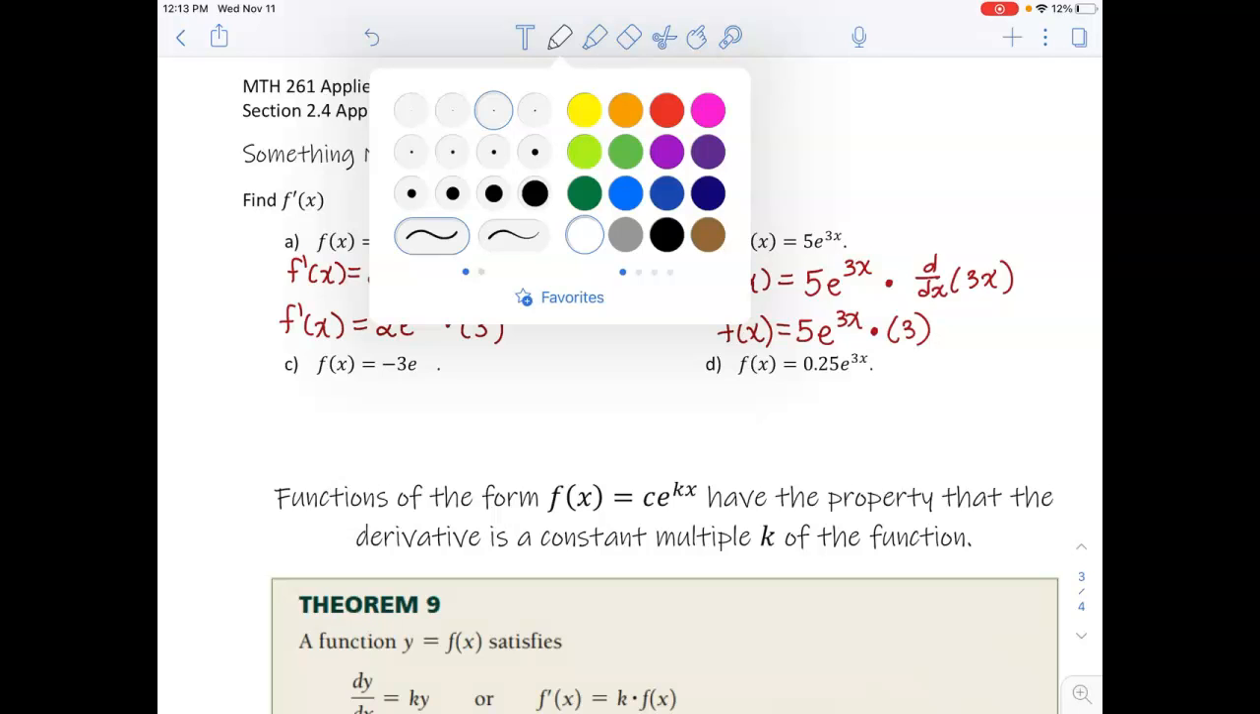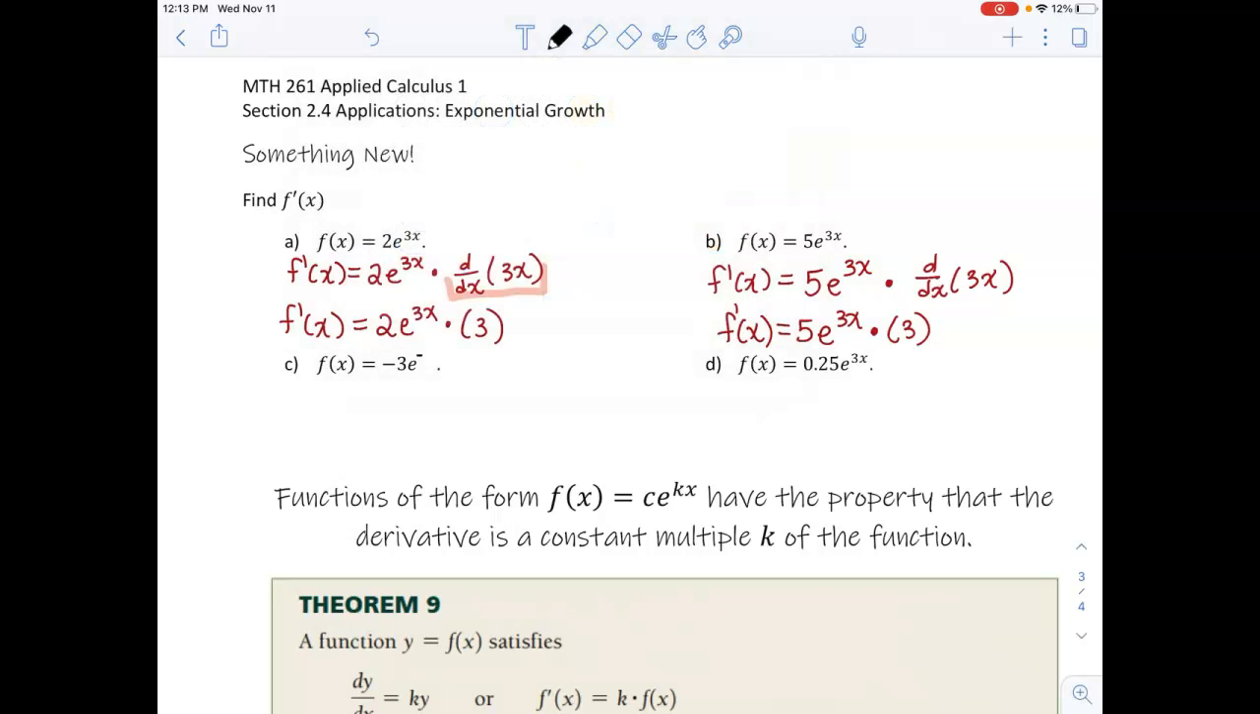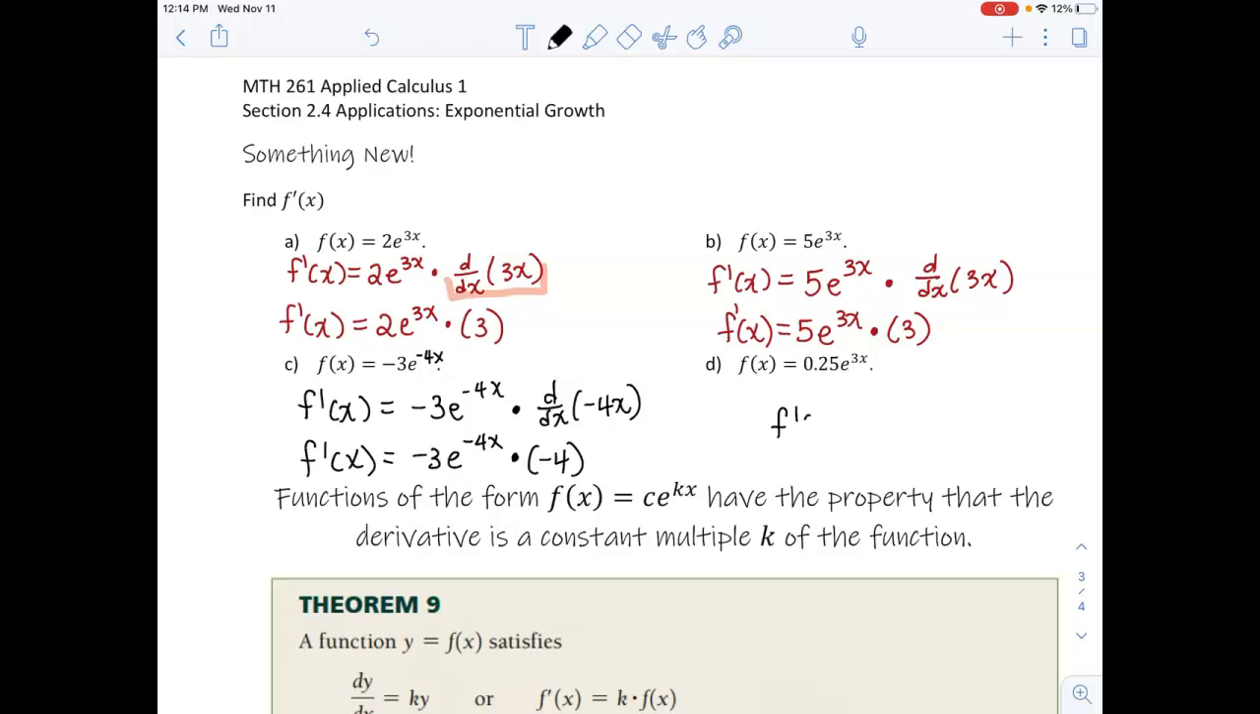How about I change the power from 3x to negative 4x? Well, what will happen? Well, I have to take the derivative. So copy down that function exactly the same. But then I must multiply this by the derivative of negative 4x. Okay? So this won't change. But I will multiply that original function f of x by what number? Negative 4. Are you seeing the pattern here? So f prime of x for the last one is 0.25 e to the 3x power times what?